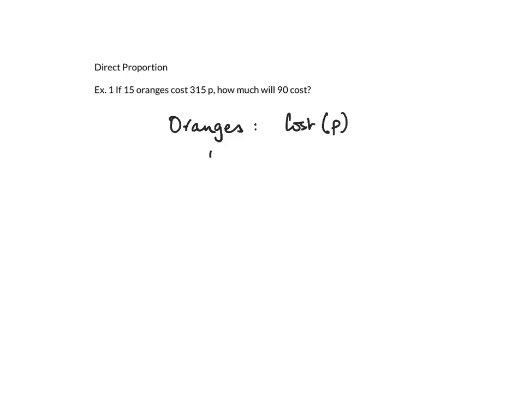So 15 oranges cost 315 pence. We want to work out how much it will cost to buy 90 oranges. Now, what we need to do then is to find out how many lots of 15 there are in 90.